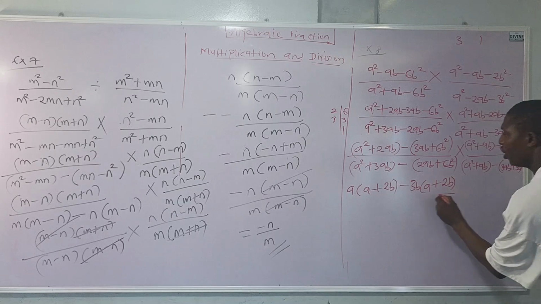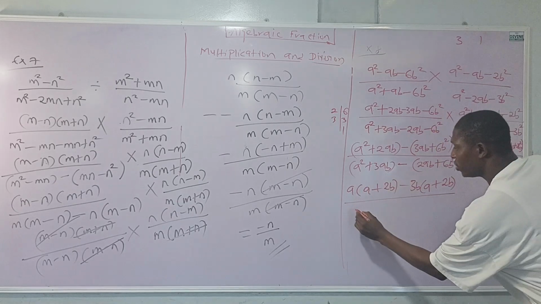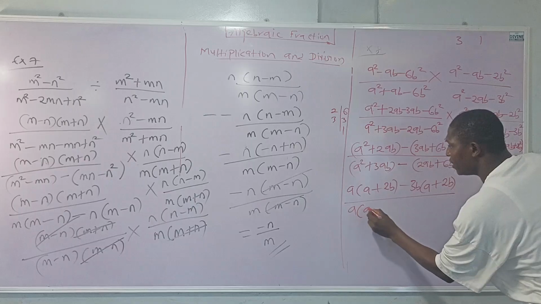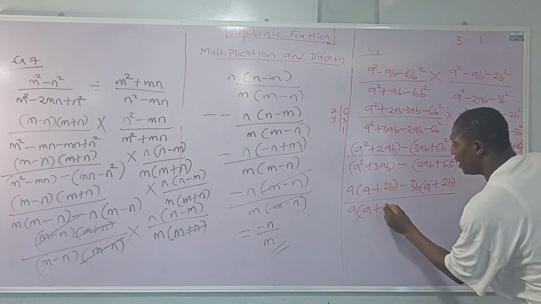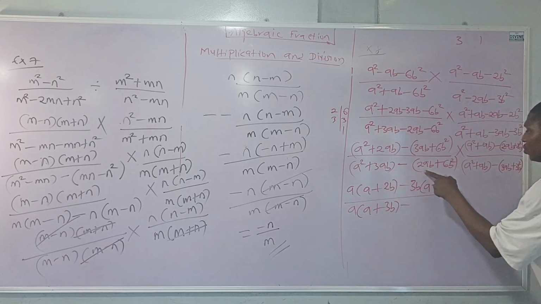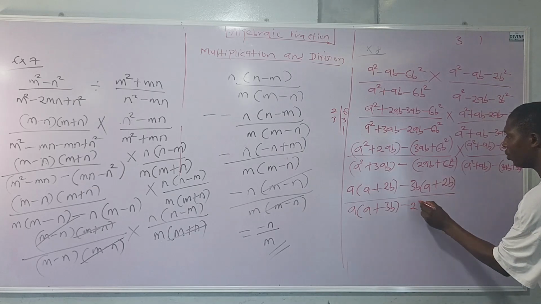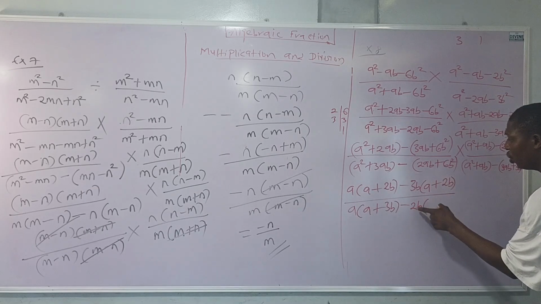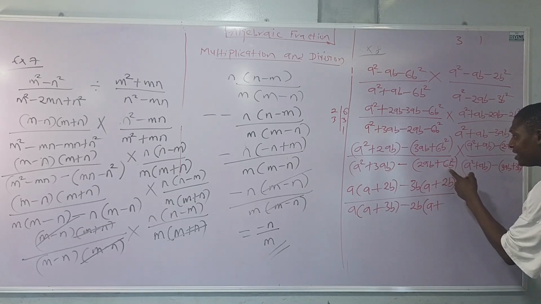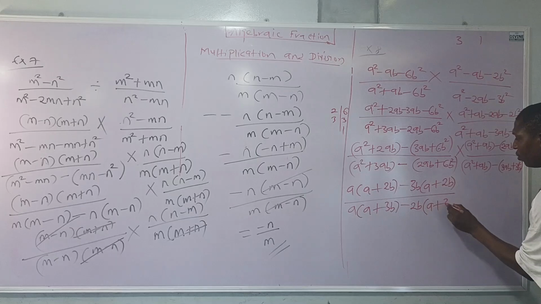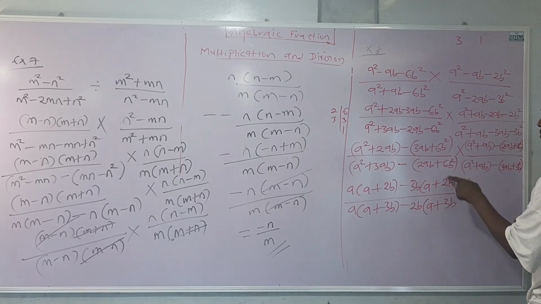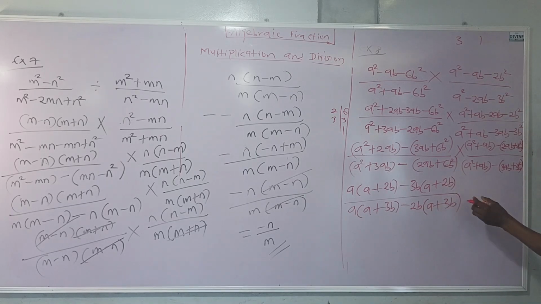Close your brackets. All over. What's common here is what? A. A divided by a squared is a. Plus 3ab divided by a will give me 3b. Minus, what's common here is 2. And what? B. So 2b is common. 2ab divided by 2b will give me what? A. Plus 6b squared divided by 2b will give me what? 3b. Check. 2 times 3 is 6. B times b, b squared.